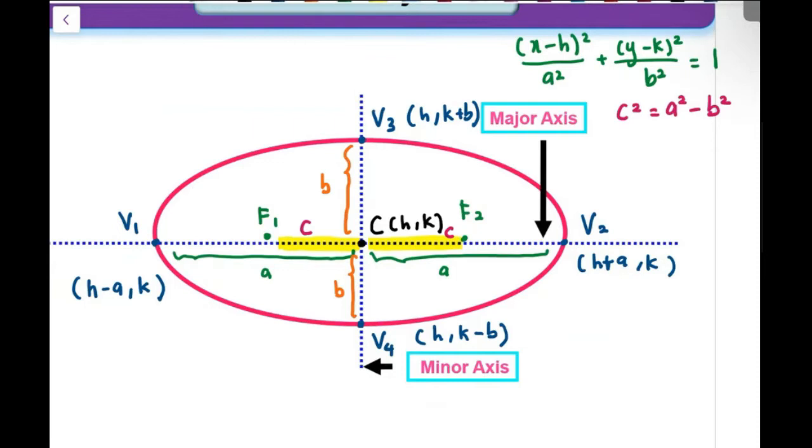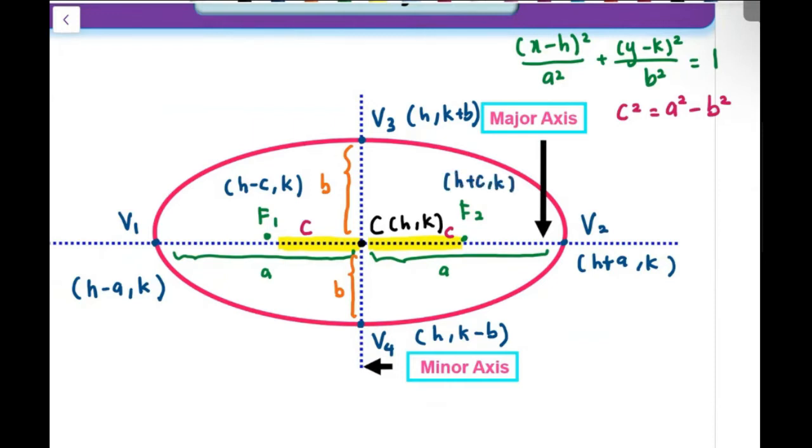Now the coordinates for the foci. Following the same logic as before, the x coordinate changes and the y coordinate is fixed. X moves, y does not. So the coordinate for F1 in this case is (h minus c, k), and the coordinate for F2, our other focus, is (h plus c, k).